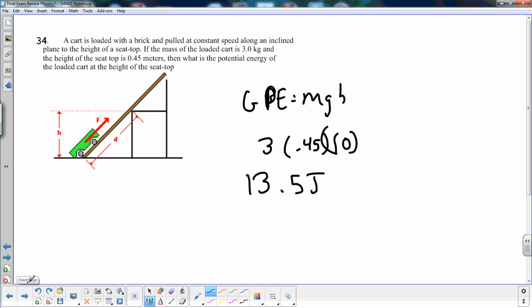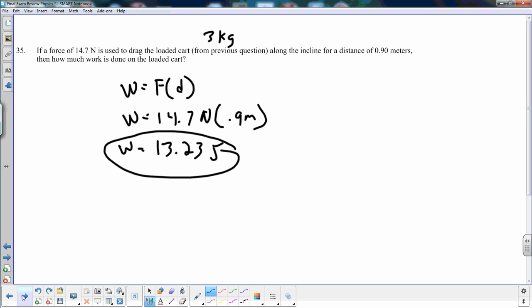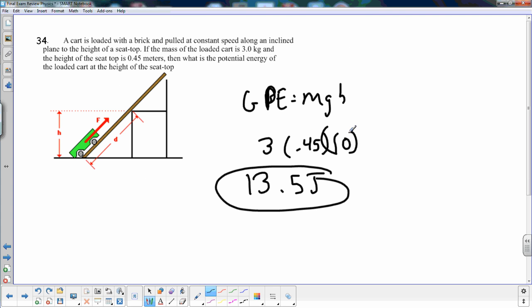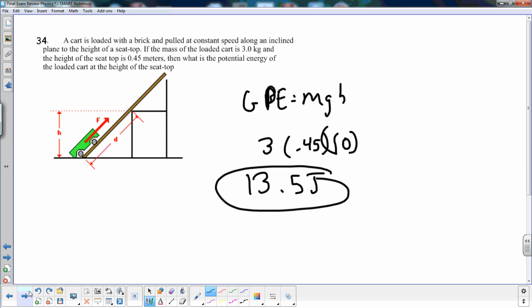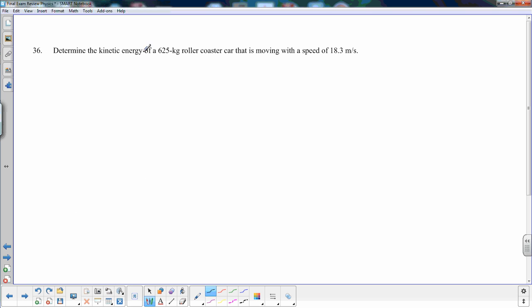Kinetic energy of a 625 kilogram roller coaster that is moving at a speed of 18.3 meters per second. KE on a good day equals 1/2 mv squared. KE equals 1/2 times 625 times 18.3 squared. That will give us 0.5 times 625 times 18.3 squared. That's a big number. That's also a fun ride. 104,653.25 joules.